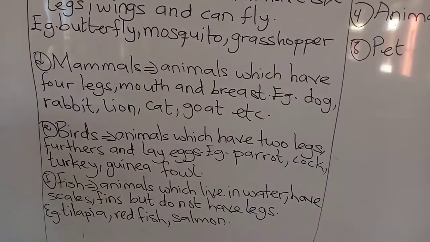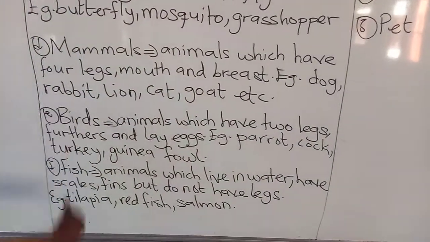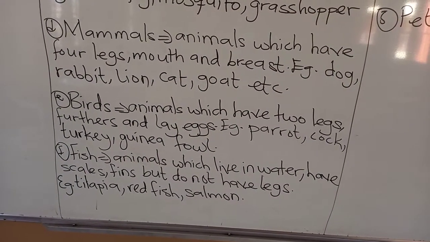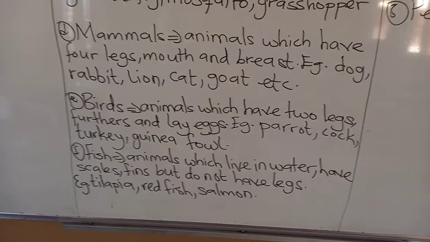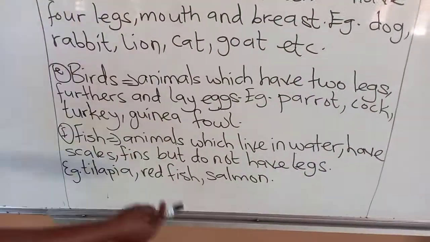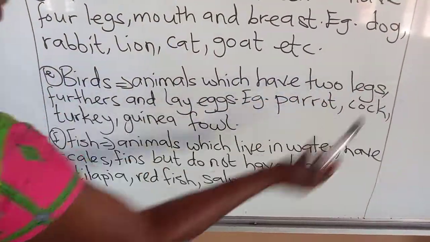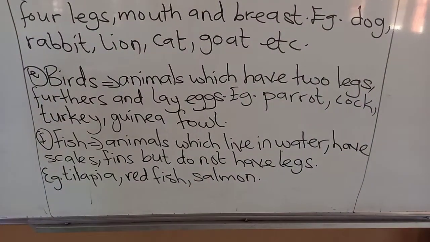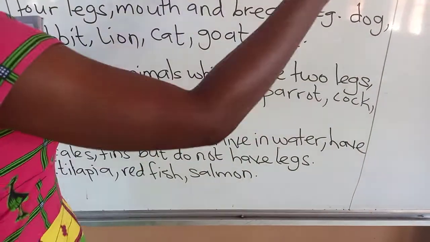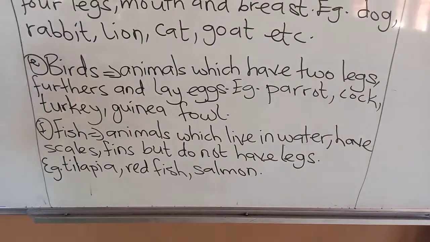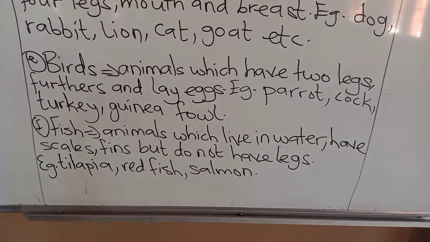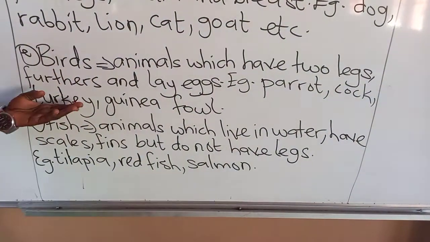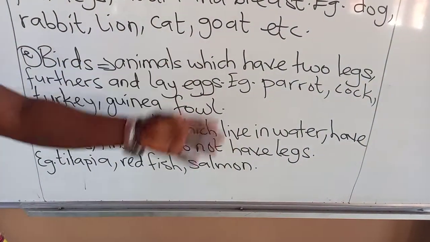Now let's continue. We have birds. The birds, they have two legs, feathers, and lay eggs. An example, we have parrot, cock, turkey, guinea fowl.